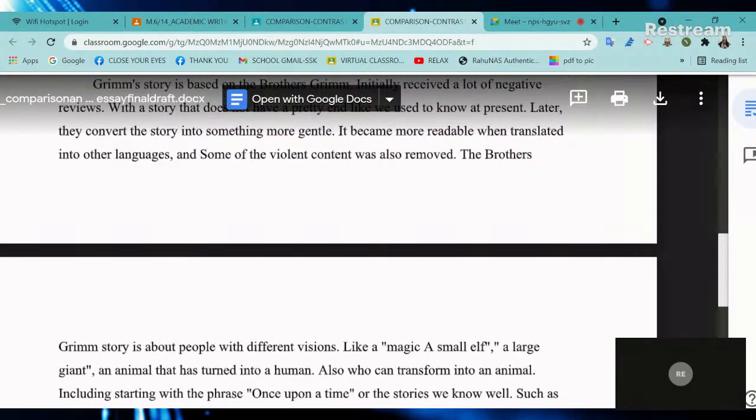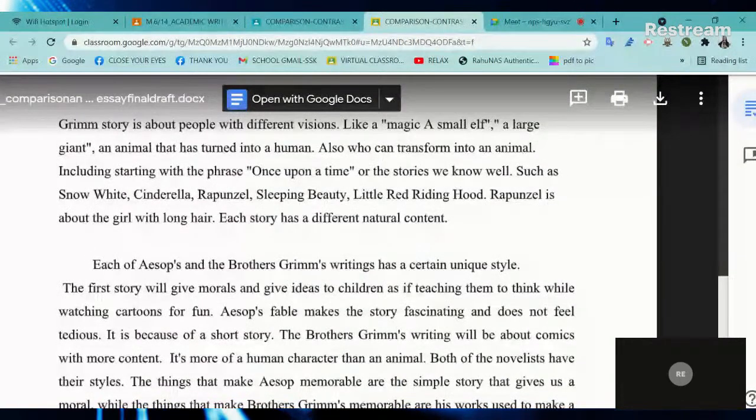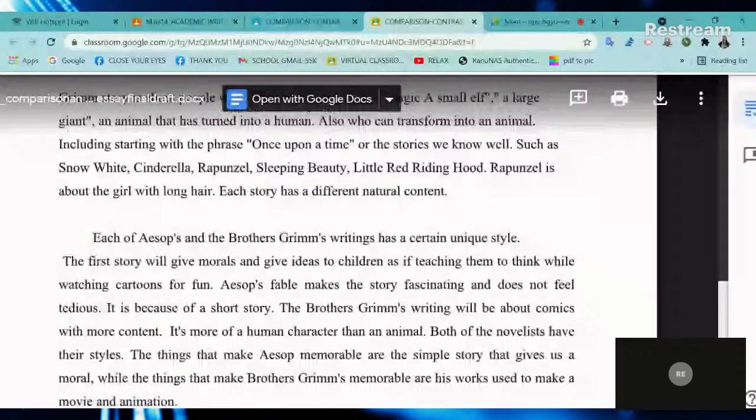But Grimm's story is about people with different visions, like a small elf with magic, a large giant, and an animal that had turned into a human, or who can transform into an animal. It includes the stories we know well, such as Snow White, Cinderella, Rapunzel, Sleeping Beauty, and Little Red Riding Hood.